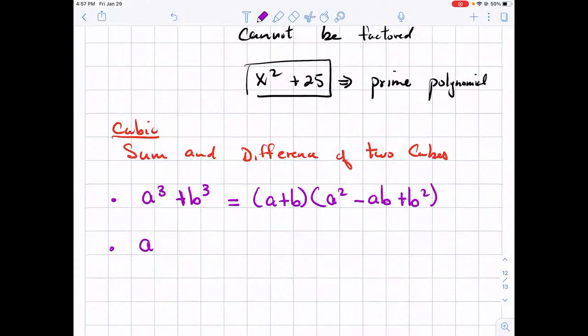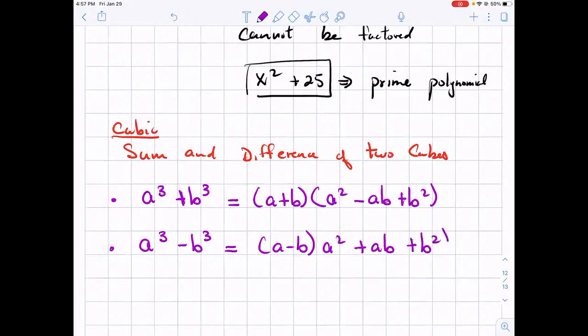And the difference of two cubes, a cube minus b cube, this is equal to a minus b times a squared plus ab plus b squared. So it is very important you will have to know these two. And there are more also, okay? So sum of cubes, difference of cubes, and difference of squares, but there is no sum of squares, okay? No sum of squares.